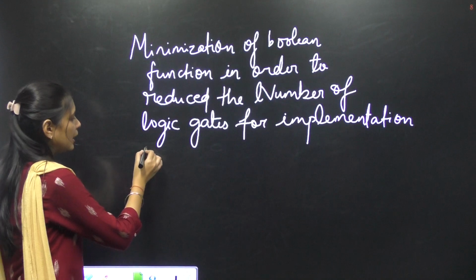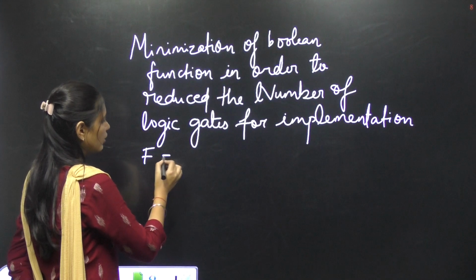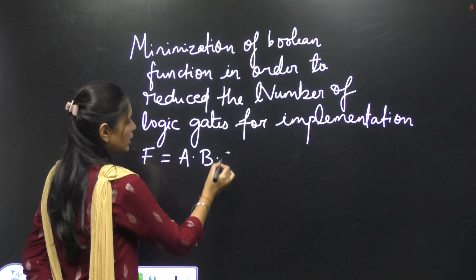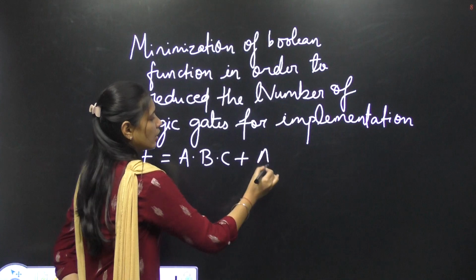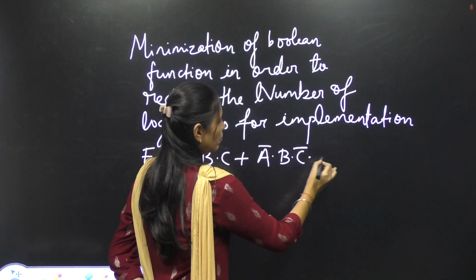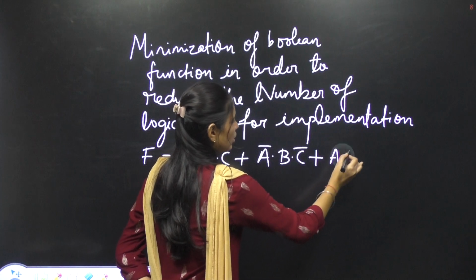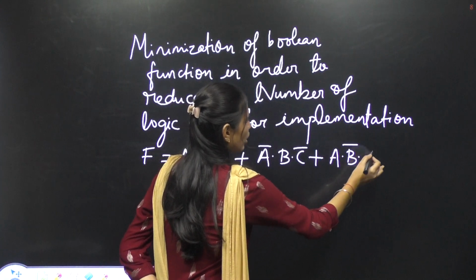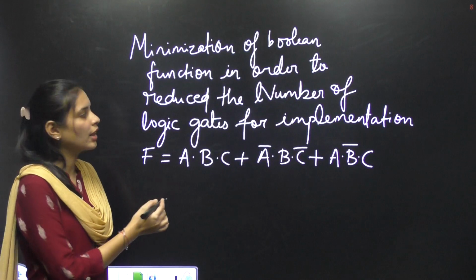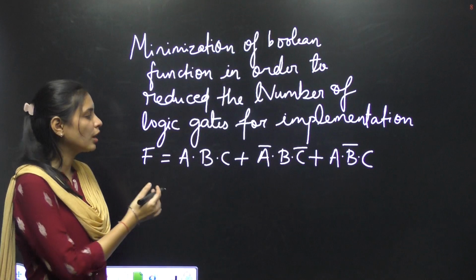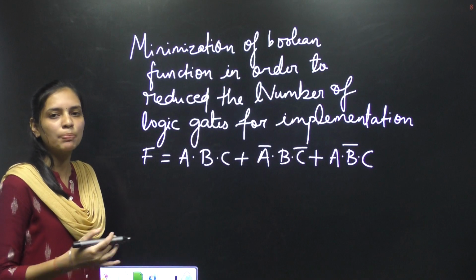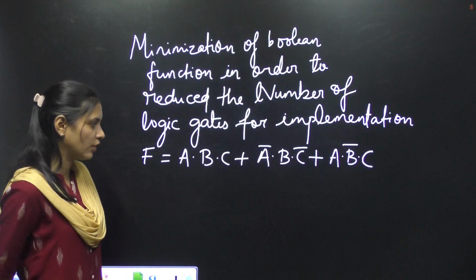So I will be minimizing the Boolean function, that was f is equal to a dot b dot c plus a bar dot b dot c bar plus a dot b bar dot c. I will be minimizing this Boolean expression in order to minimize the number of logic gates used. Thereby I can minimize the space for implementing this Boolean function.